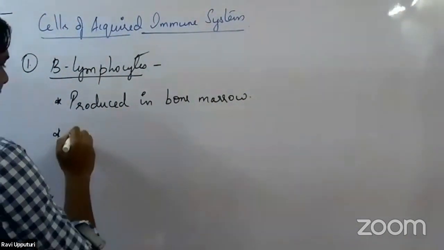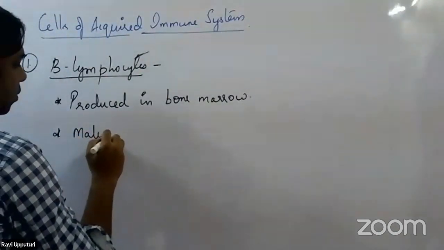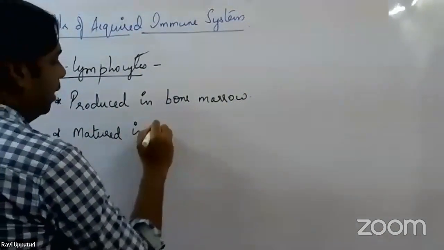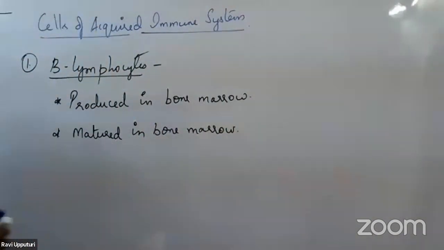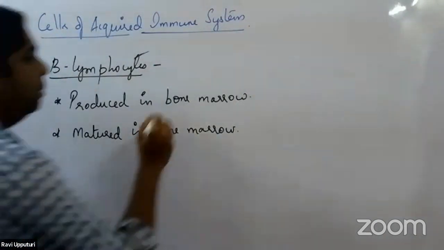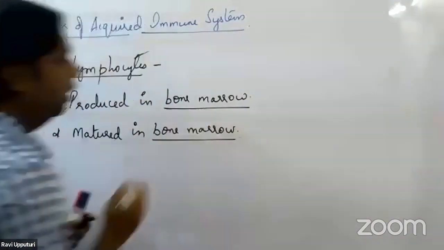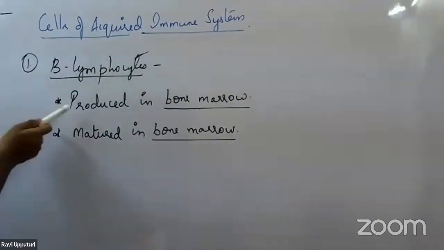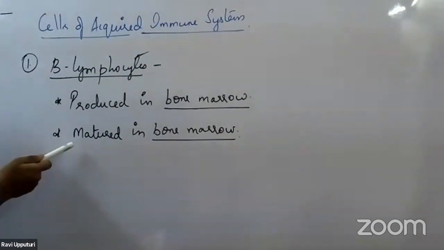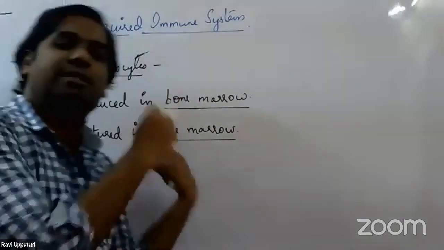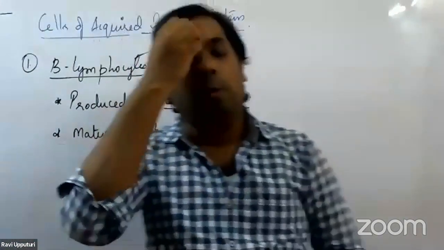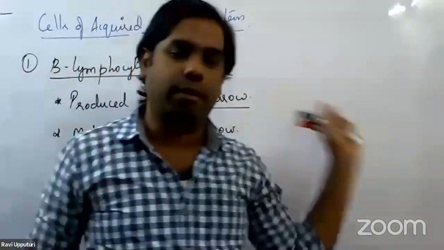Second thing, they are matured in the bone marrow itself. So the process of formation as well as maturation of the B lymphocytes usually occurs in the bone marrow, that is the red bone marrow. From which cells are they formed? They are formed from the hematopoietic stem cells that are present in the red bone marrow.